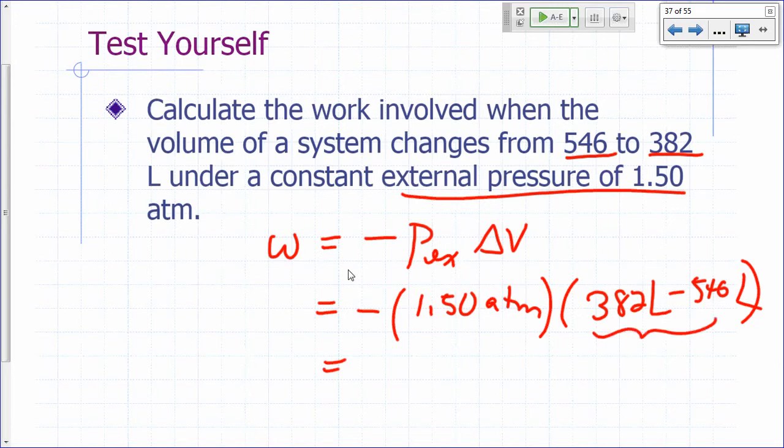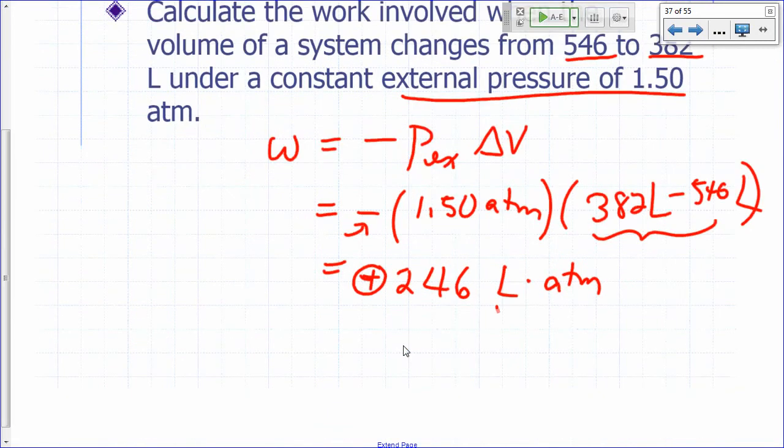So what is this answer? This is negative, right? And there's a negative in front here, so the whole thing is positive. 246 liters times atmosphere. Positive. Should it be positive? Is the system expanding or contracting? From 546 to 382. Compression. So work is positive. That means the system gained energy. So that energy transfer is classified as work.